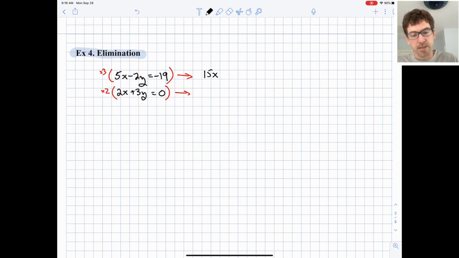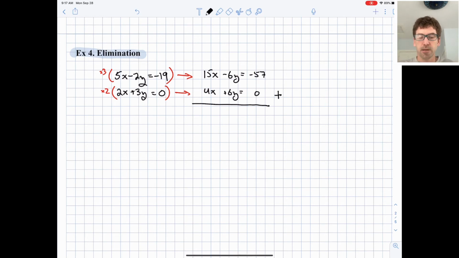15x minus 6y equals negative 57. And on the bottom we have 4x plus 6y equals 0. What you can see right now, I think, is if you were to add these two equations together, the y's would eliminate, which is nice. And we get 19x equals negative 57. So dividing both sides by 19, x is negative 3.